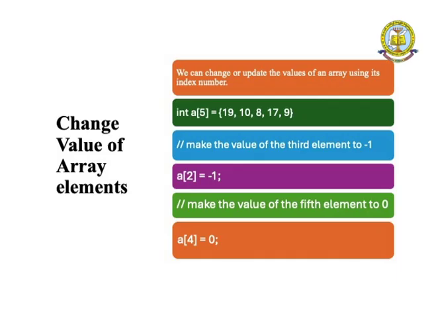In the same way, if I want to change the fifth element of the array, which is 9, to 0, I can take the array name and square braces, the position of the array. The fifth element is stored in index number 4, so a[4] = 0, because I just want to change the last element to 0. This is the way we can change or update the elements of an array very easily.